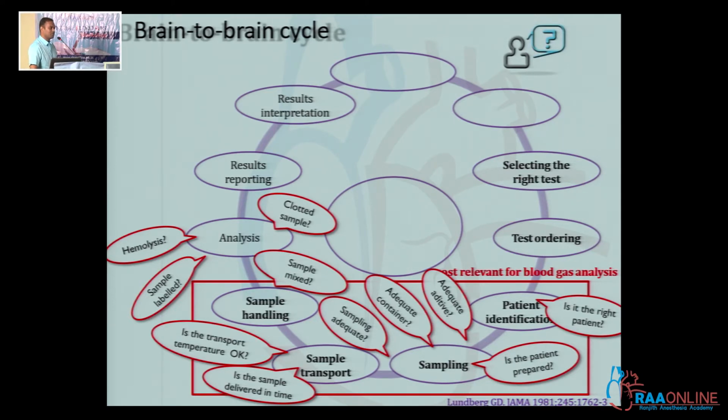Once you know this, patient identification immediately comes. Whether I'm doing the ABG on the right patient, that thing comes to your mind. So okay, I have identified the patient. Next, how are we going to do the sampling? Is the patient adequately prepared? Is he able to tolerate the pain of the needle?